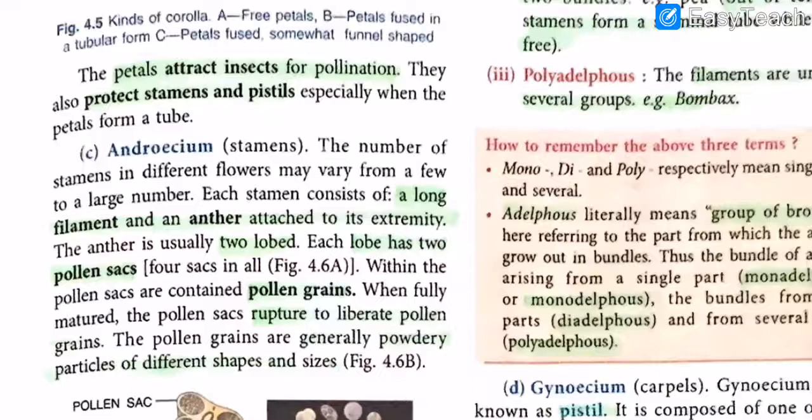Now, let's move on to the third whorl of the flower, that is the male part of the flower. The androecium, the stamen, the anthers, the filaments, the pollen grains, the pollen sacs, everything is in here. So the number of stamens in different flowers may vary from few to a large number. Stamens are the ones that actually burst open when they mature, and then the pollen lands on the female part of the flower that contains the eggs, right?